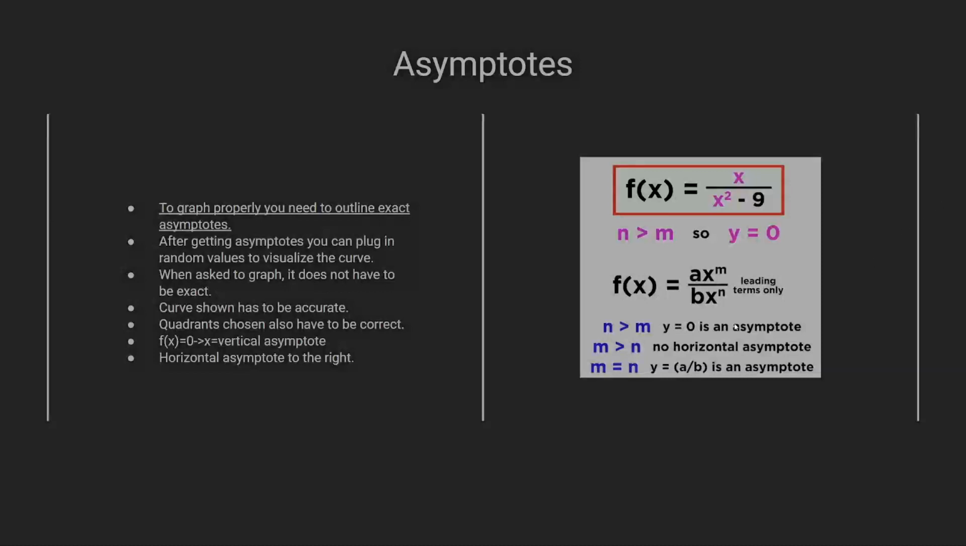For the horizontal asymptote, you can see the following guidelines also to the right, where f of x equals ax to the power of m over bx to the power of n, leading terms only. If n is bigger than m, then the horizontal asymptote is going to be y equals 0. If m is bigger than n, then there is no horizontal asymptote. And if m equals n, then the horizontal asymptote is going to be a over b, the ratio of the coefficients.